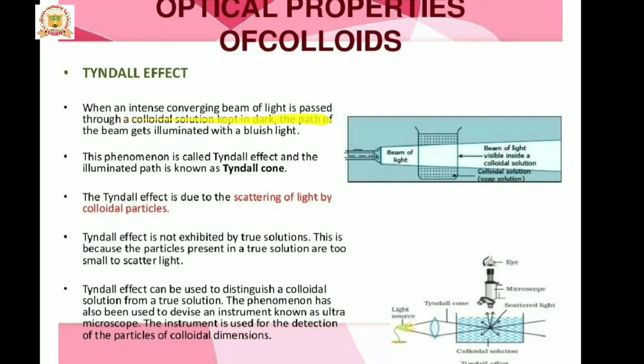When an intense converging beam of light is passed through a colloidal solution kept in the dark, the path of the beam gets illuminated with a bluish light. Here, this is the container consisting of the colloidal solution. They pass the beam of light with the help of a torch. The beam of light is visible inside the colloidal solution due to the scattering of light by the particles of the colloids. This phenomenon is called the Tyndall effect, and the illuminated path is known as the Tyndall cone.